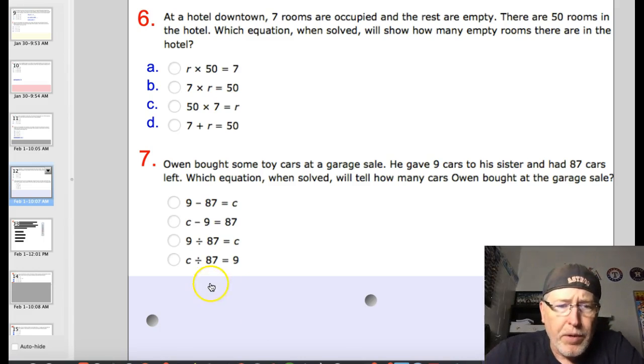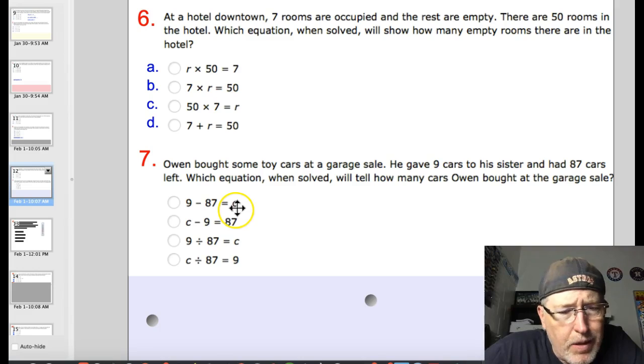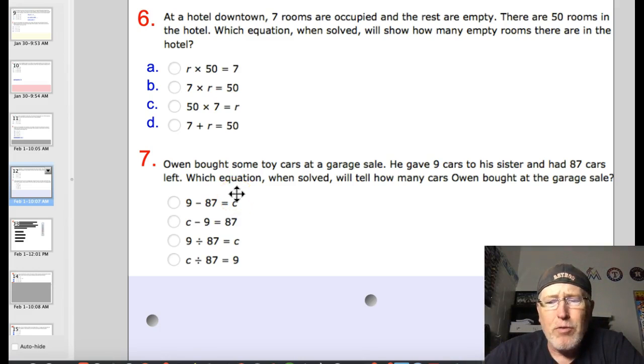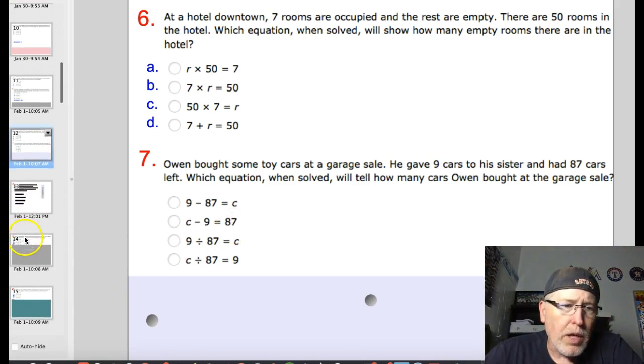I got 2 of them here. This guy here, well, 9 minus 87 equals the cars that he bought? No. The C is out by itself there. You can't have that over there in isolation. It has to be with this one. So this one is properly formatted. Let's see if it makes sense. He bought a bunch of cars at the garage sale. He gave 9 to his sister. He has 87 left. Ba-bam. There we go. Let's keep rolling.